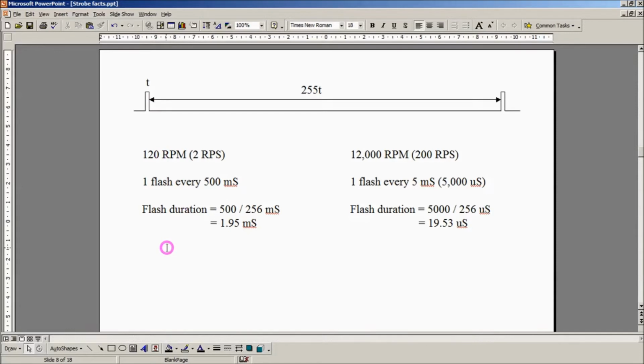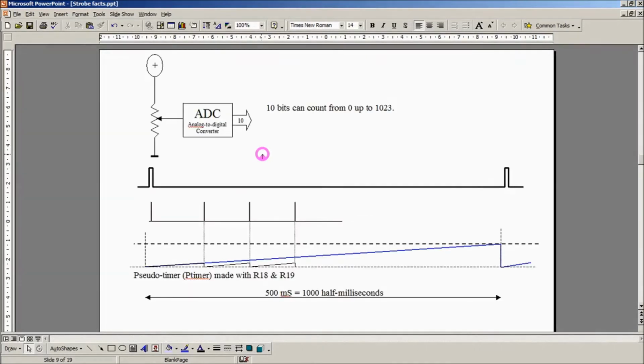Now the AT-Tiny85 has 2 timers in it, so I've used one of them to generate the time base for a pseudo timer which I use for counting the length of this delay. The other timer I use for counting the duration of this pulse. This dark line here is the waveform that we want to produce. At its slowest there's 500 milliseconds between pulses. Keep that figure in mind.